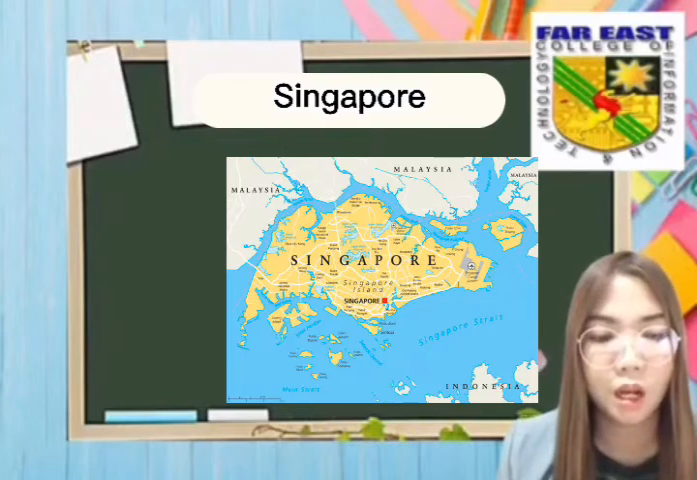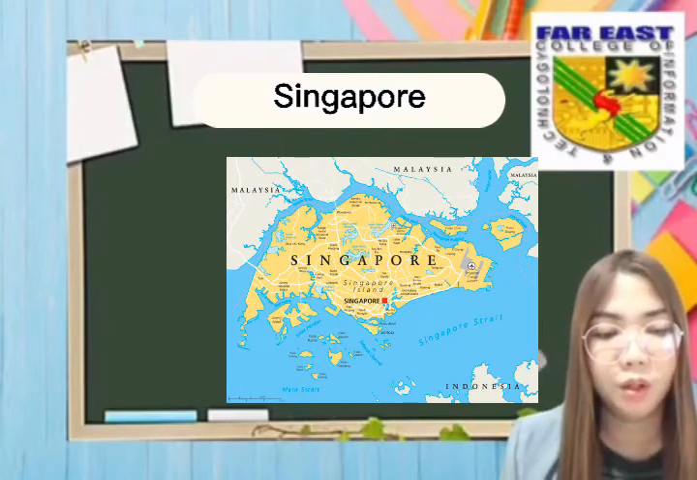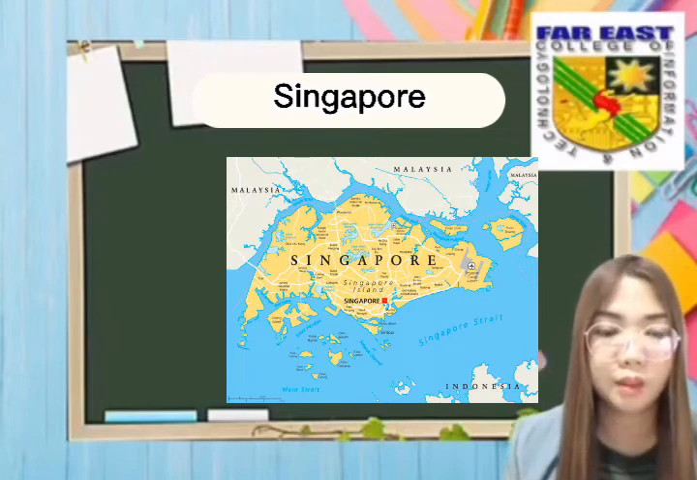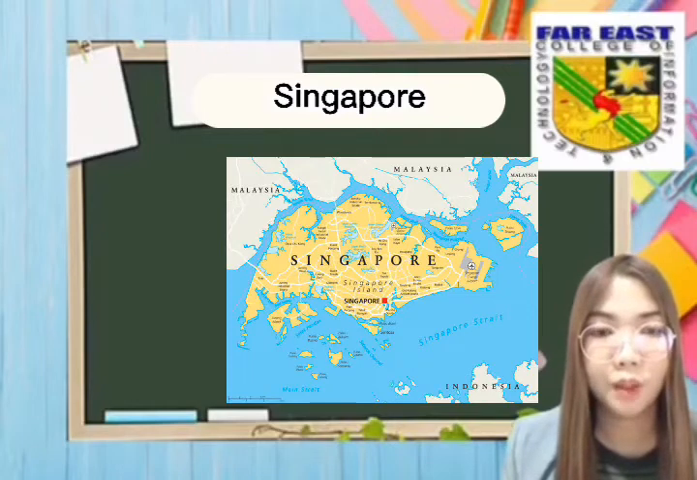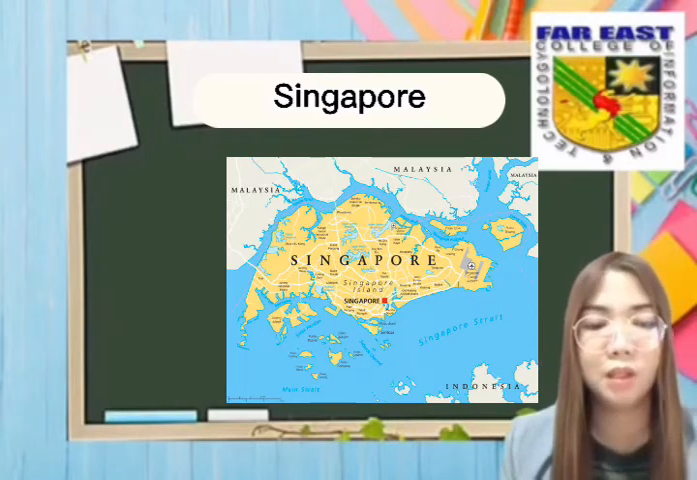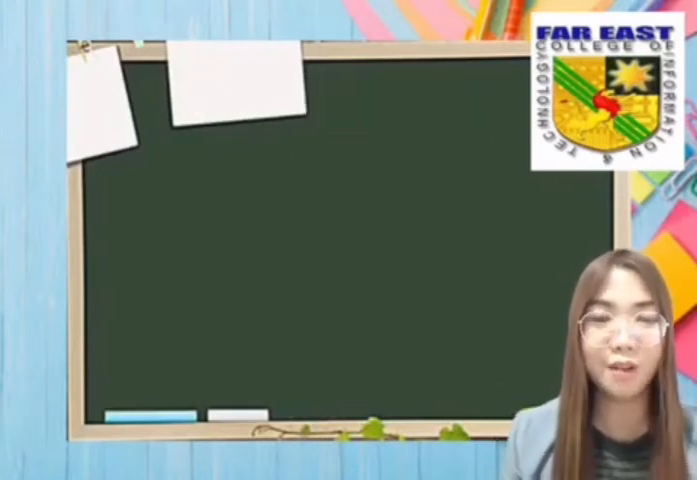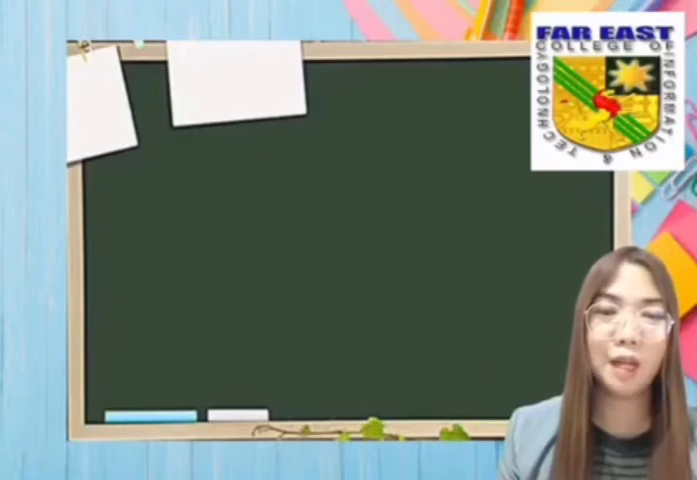Then their Chinese person or language is 78%, Malays is 14%, and Indian 7%, and the others is 1%. Okay, so the religion of course is Islam or Malay. Second is the Hinduism. Okay, so that's the religion. Then next is of course our very own, it's more fun in the Philippines.